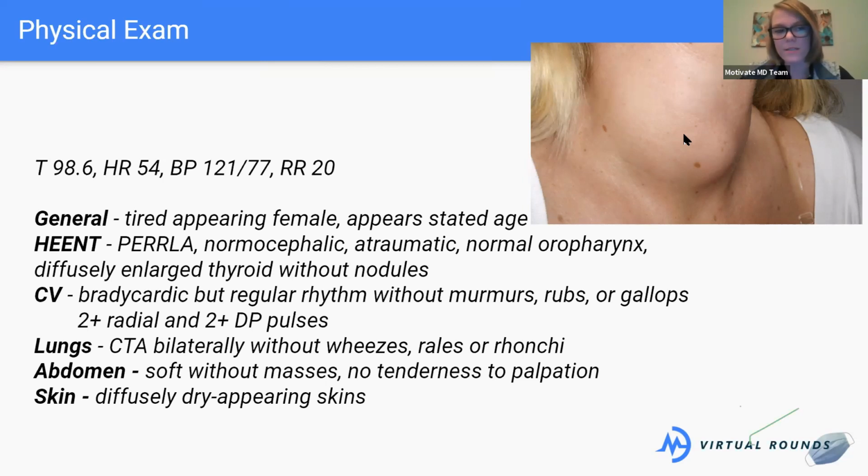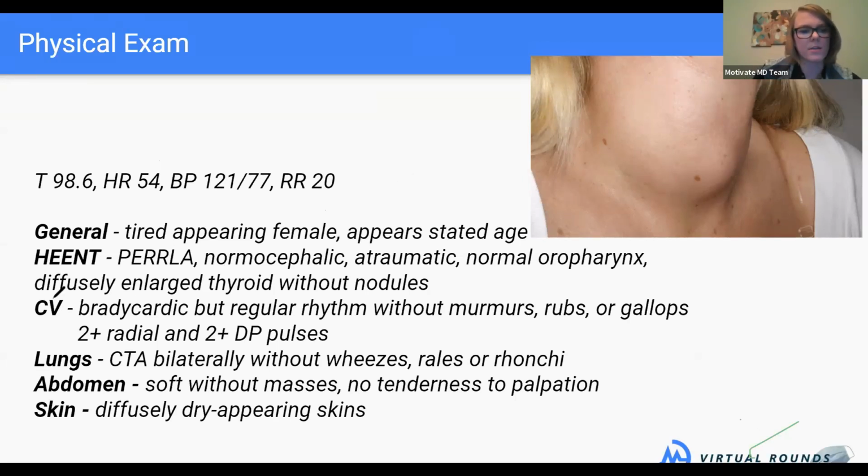What we want to look at when we see someone who has a goiter is whether it's enlarged in one area, aka a nodule in one area, or if it's diffusely enlarged. As you can kind of see here, let me get out my little pointer here. Let's see. So her thyroid is diffusely enlarged. And we see that there's no nodules. Okay, that tells us a little bit. She's tired appearing. So in addition to her telling us, we see that she's tired appearing.